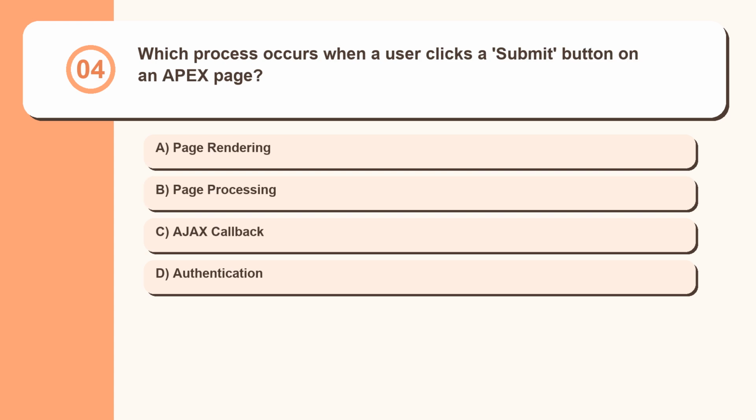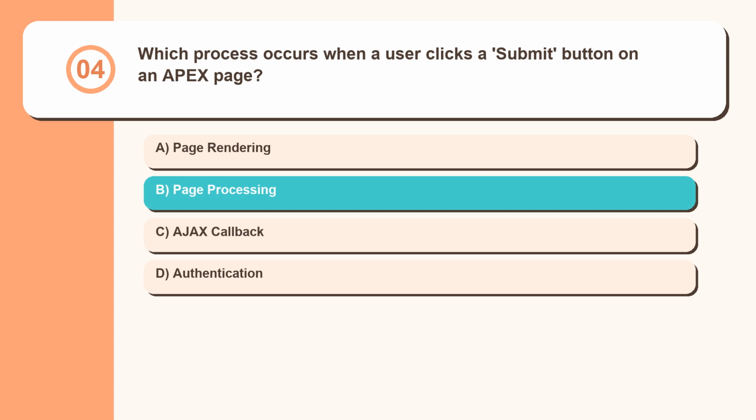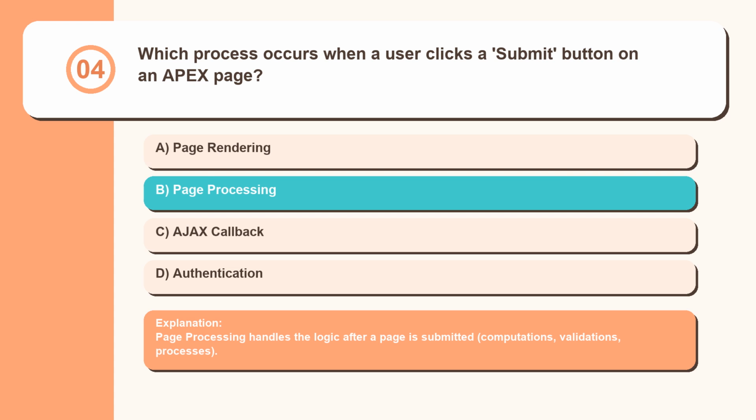Question 4. Which process occurs when a user clicks a submit button on an Apex page? Page rendering, page processing, AJAX callback, authentication. Page processing handles the logic after a page is submitted: computations, validations, processes.